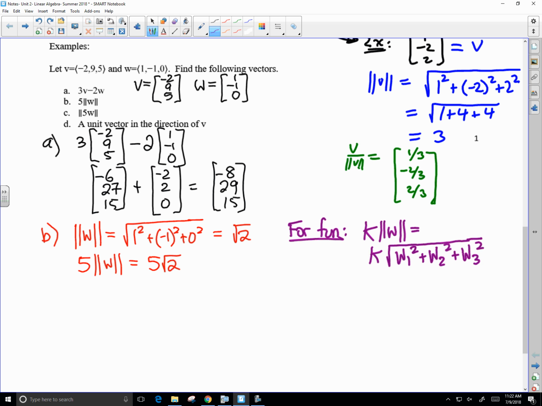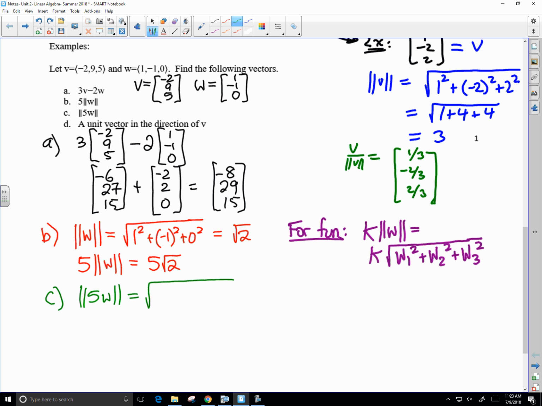Now we do it in general terms, because if I'm not going to assume that the 5 is a constant, then I'm not going to assume that W is particular. We'll assume that it's in general terms. Now, for the magnitude of 5W, you can find the product of 5 and each of the components first and then square them.